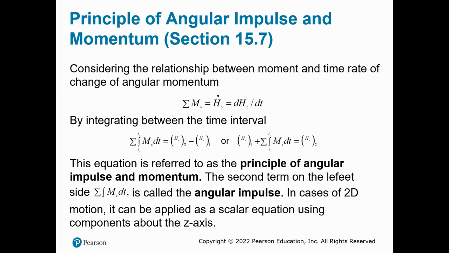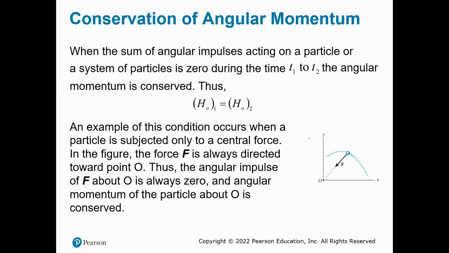Integrate between the time interval, and we get this equation right here. The idea is similar to several equations that we looked at in the past. We give it a name: the principle of angular impulse and momentum. The second term right here is the angular impulse. So the initial angular momentum plus the angular impulse gives me the final angular momentum, similar to the energy and linear momentum equations that we looked at in the past.